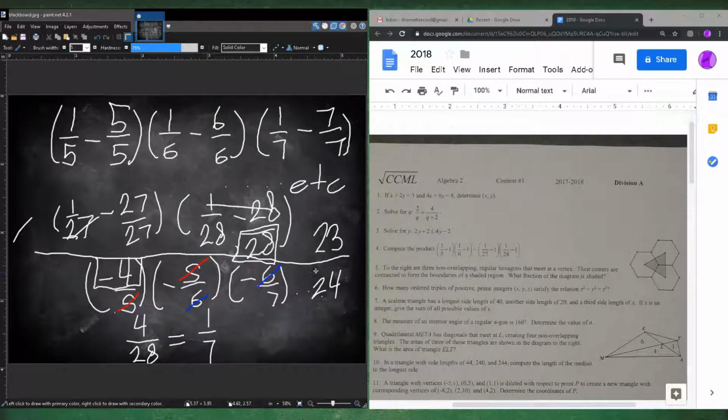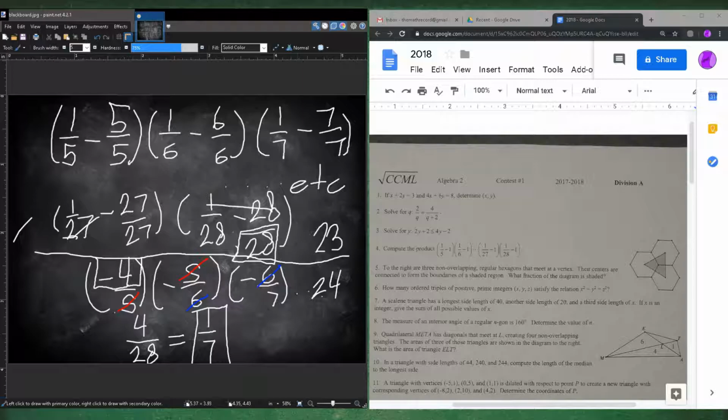Since that means there's 24 numbers, which is even, that means there's an even amount of multiplying by -1. That means all the -1s should cancel out to be a positive. So this is the right answer. The answer for number 4 is just 1/7. It's basically just that simple. It's mostly just about logic.